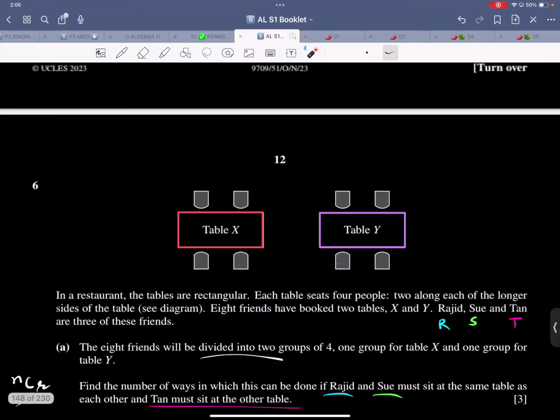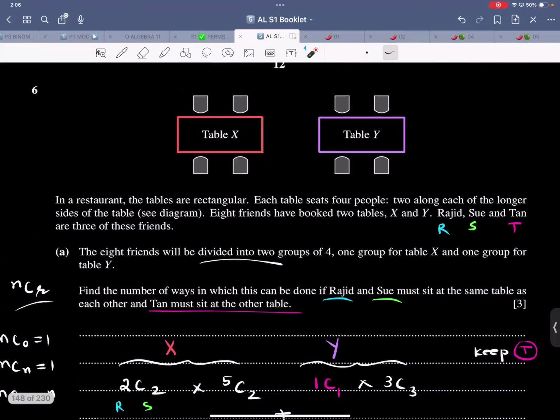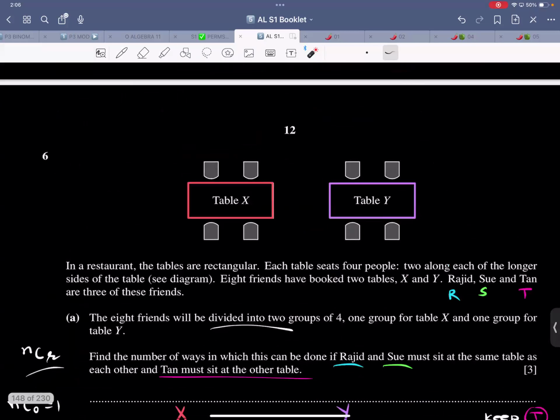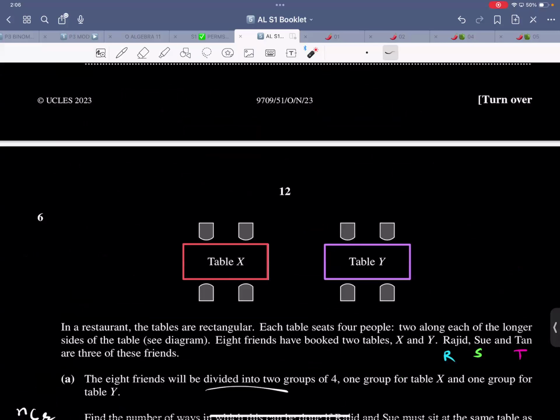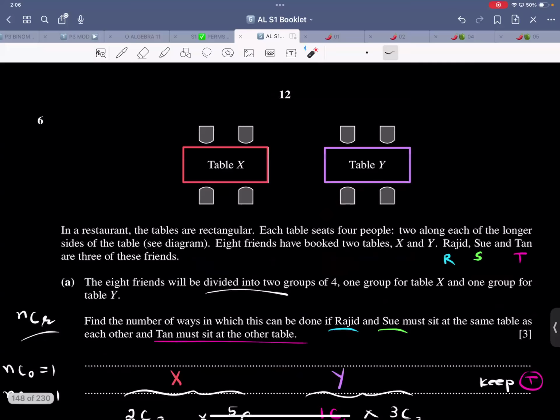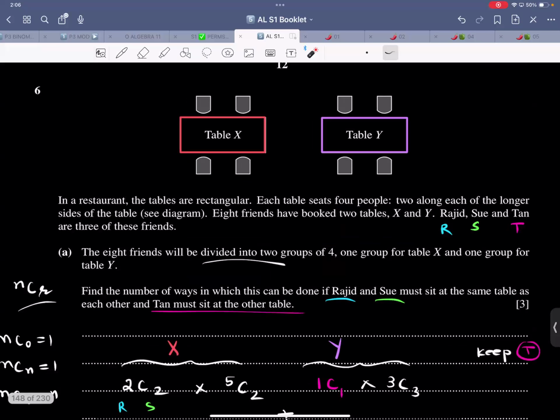This is probability. This is also a nice question. This is November 3rd variant of 2023. Now it says in a restaurant, the tables are rectangular. Each table seats 4 people, 2 along each of the longer sides of the table. There is no one sitting over here. There is no one sitting over here.